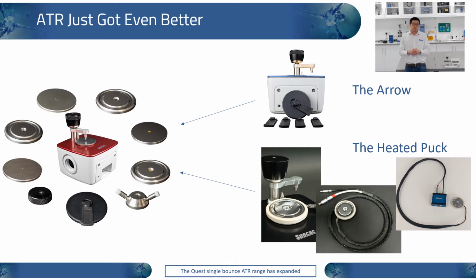We've also got the Arrow product, which is a consumable ATR product, the first of its kind, added to the Quest family as well. So in the next few slides, we'll be looking at some of the applications related to the heated puck and the Arrow.